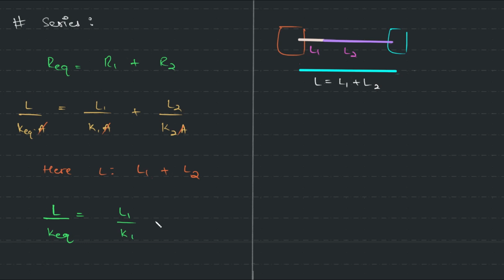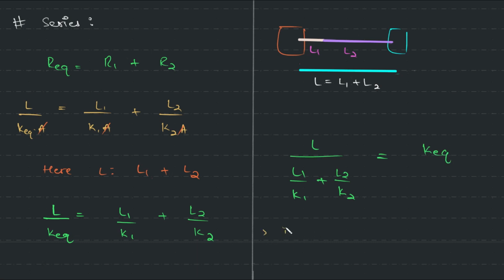L1 divided by K1 plus L2 by K2. So basically your L divided by L1 by K1 plus L2 by K2 will give me K equivalent.